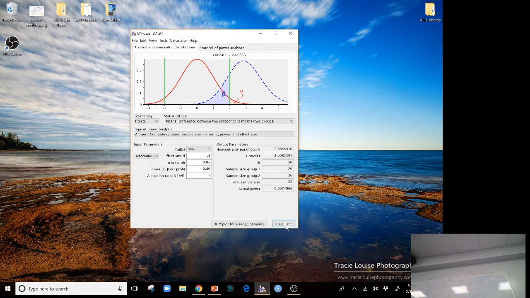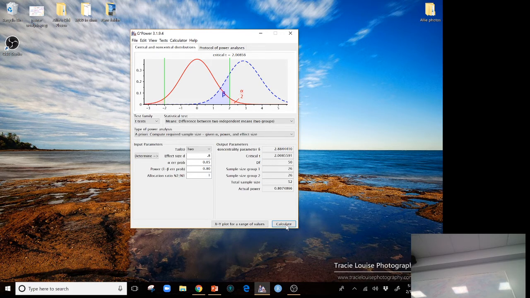Oh, for these down here? Oh, I don't have the hand calculations down here. If you do the hand calculations, it's a little bit different. One, because of rounding error. Two, because the table doesn't always have the exact values, and you have to use the closest one. So G*Power is less time intensive, and it is acceptable most everywhere I've ever seen. So that's why I'm not going to take the time to show you.